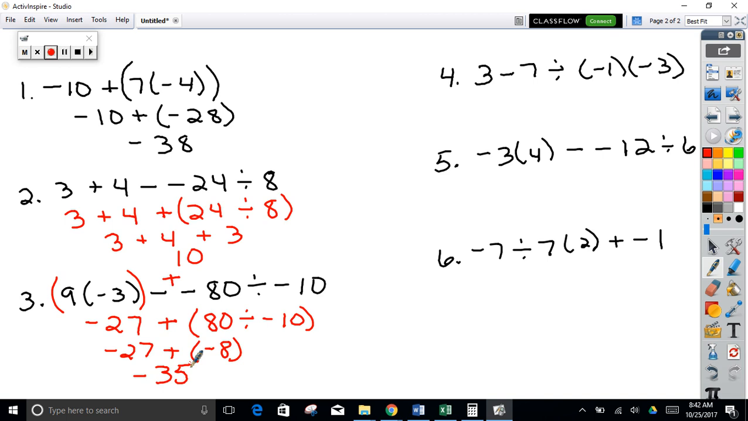Okay, I would like you guys to try 4, 5, and 6 on your own. I'm going to walk around and see what kind of answers you come up with.